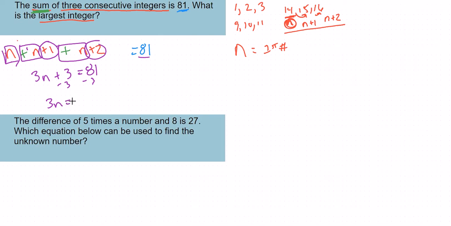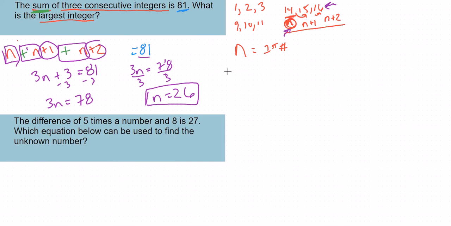Okay, so we're going to subtract 3 from both sides. We get 3n equals 78. So move it over here, equals 78. Divide both sides by 3. N equals, 3 goes into 7 2 times with 1 left over. 3 goes into 18 6 times. N is 26, but we're not quite done.